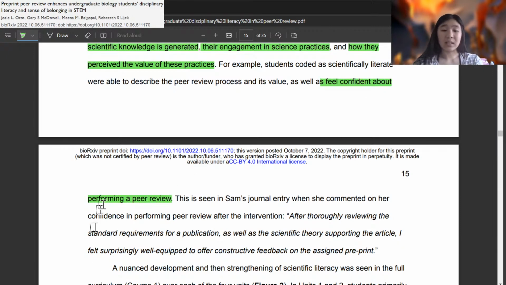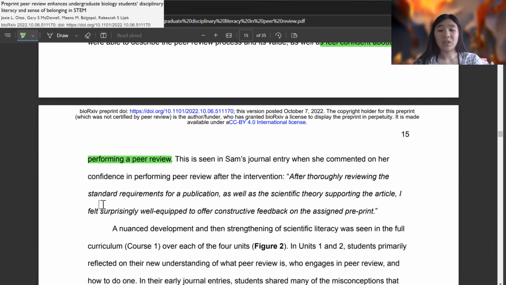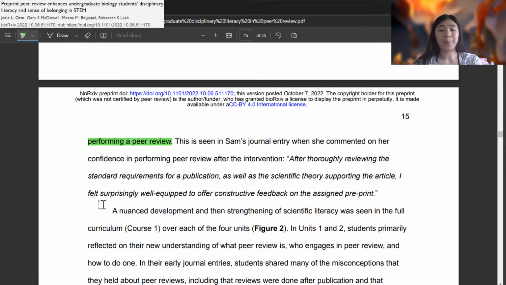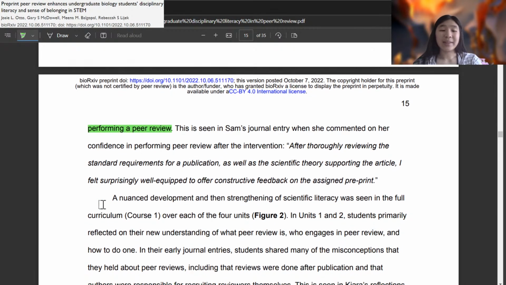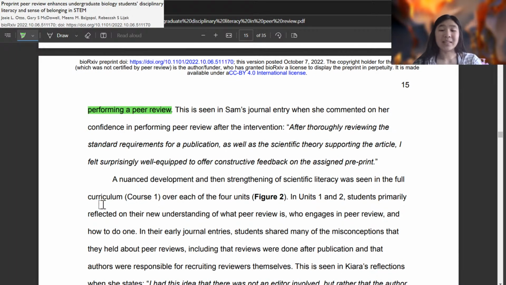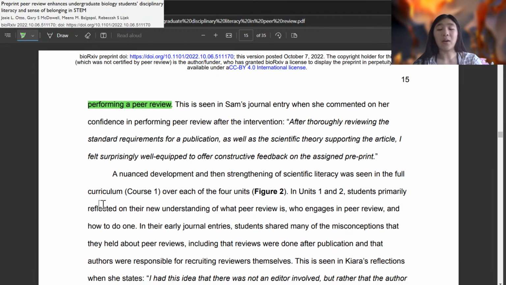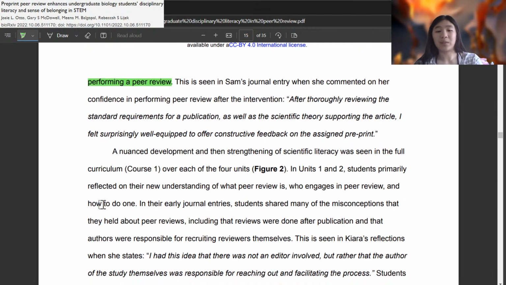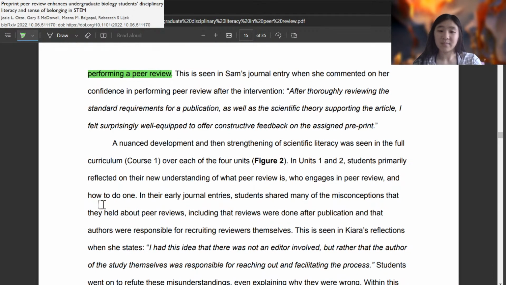So this is seen in Sam's journal entry when she commented on her confidence in performing peer review after the intervention. She says, after thoroughly reviewing the standard requirements for publication, as well as the scientific theory supporting the article, I felt surprisingly well equipped to offer constructive feedback on the assigned preprint. And a preprint is just a rough draft.